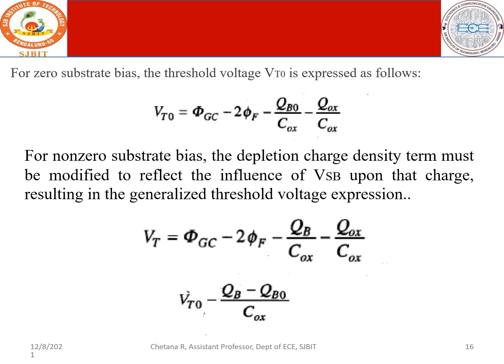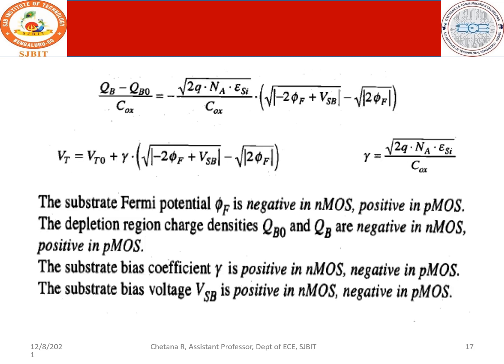If it is not there, then we call it zero substrate bias. In that case, the threshold voltage would be given like this. So for non-zero substrate bias, the depletion charge density term must be modified, and that has a dependency on the expression. So finally, Vt0 is given by phi GC minus 2 phi F minus QB0 over Cox, and because of that, QB0 is replaced by QB. This is how we have the expression, only in case of substrate bias. Alright, yes, this is where we have the substrate bias. So that in turn is equal to this. Equate both equations, and finally this is the expression.